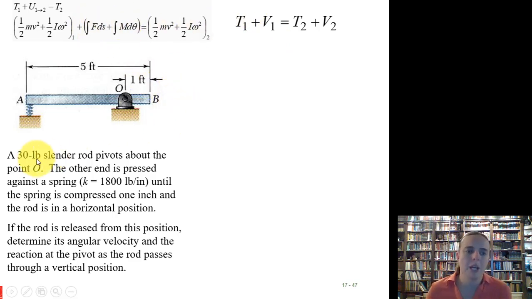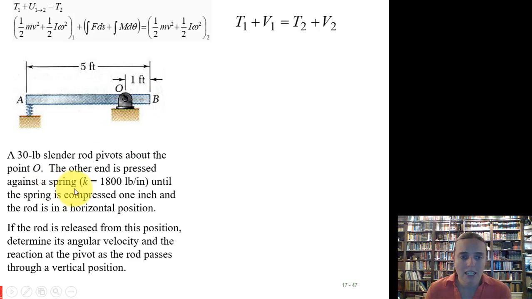Okay, so what do we have here? We have a 30-pound slender rod. Keep in mind this is weight, not mass. And it is pivoting around the point O. So we have fixed axis rotation, and it's not rotating around the center. We have a 5-foot long rod, so if it was at 2.5 feet, that would be rotating around the center. Versus what it's actually doing is it's over here, kind of this random position. So how are we going to deal with these inertia terms when it's not rotating around the center? We'll go through a little bit of that with the parallel axis theorem.